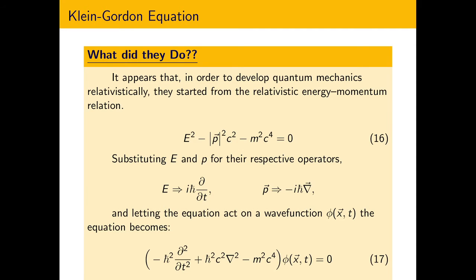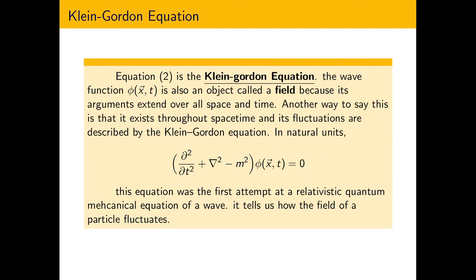Next slide, please. As you can see in the equation here, this is the same equation, but we have written it in natural units, which means that we choose units for these variables such that h bar and c are always one. This is just a shorthand way of writing it. So this is the Klein-Gordon equation. Next one, please.